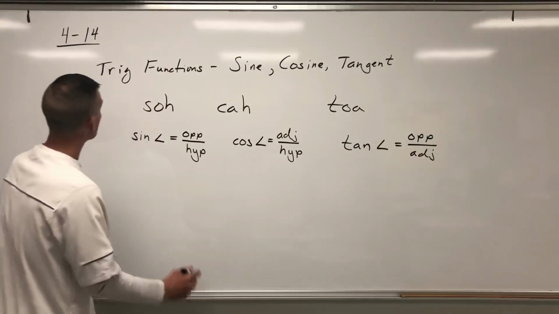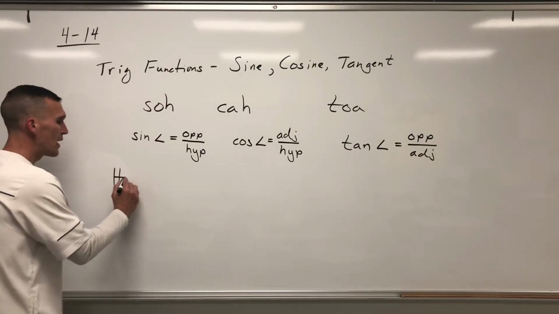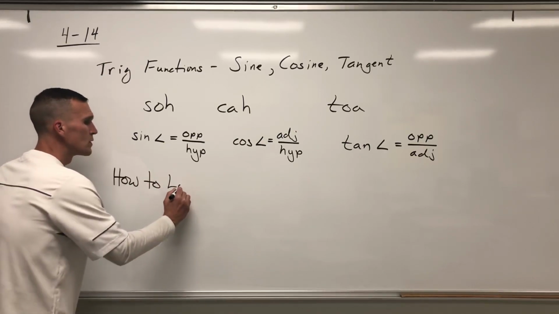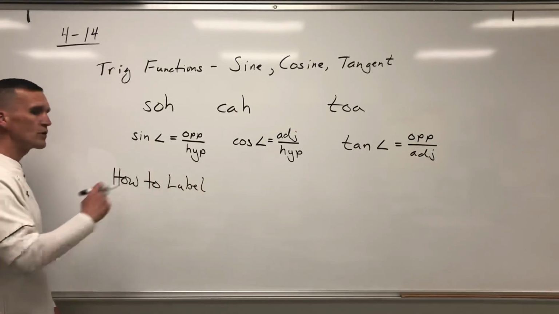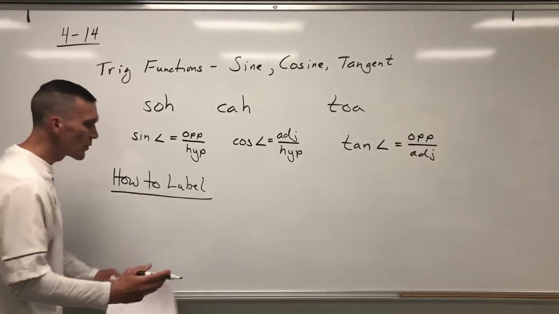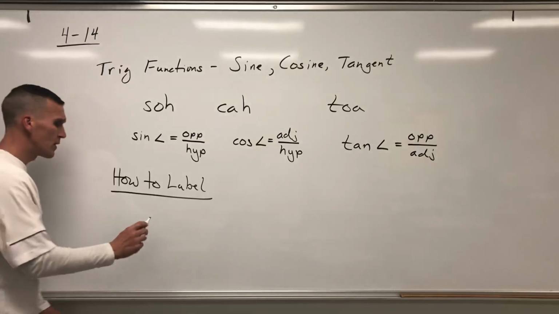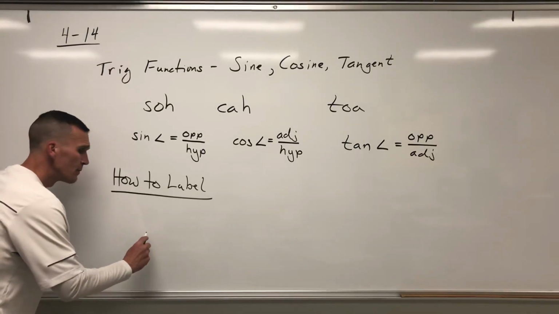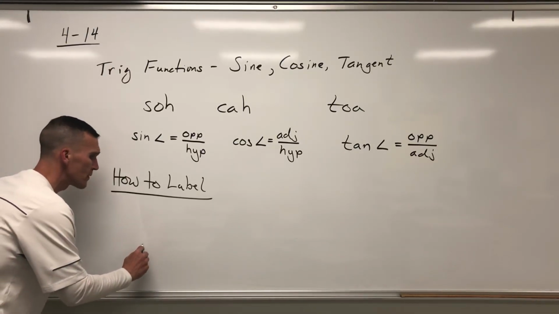So the next thing that you want to know is how to label right triangles for trig. So how do we label the sides? What I'm going to do is draw two of the same triangle, but we're going to see that we're going to label them quite differently.